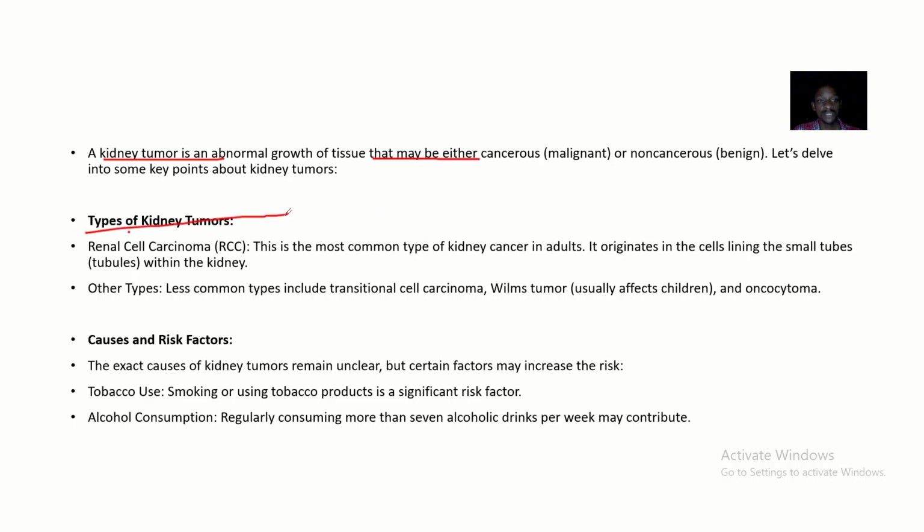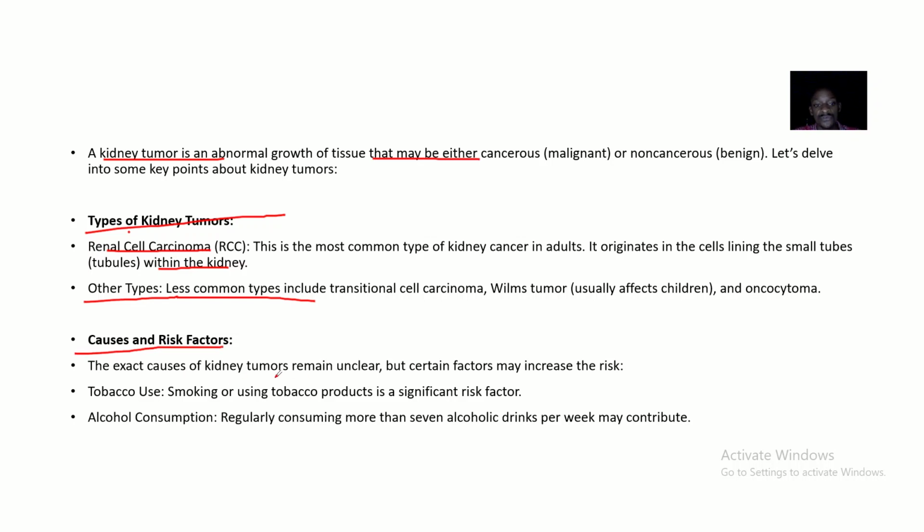So now, what are the types of kidney tumors? We have renal cell carcinoma, and this is the most common type of kidney cancer in adults. It originates in the cells lining the small tubules within the kidney. So it's basically affecting the cells of the kidney. Then, other types of kidney tumors. Less common types of kidney tumors include transitional cell carcinoma, Wilms tumor, which usually affects children, and oncocytoma.